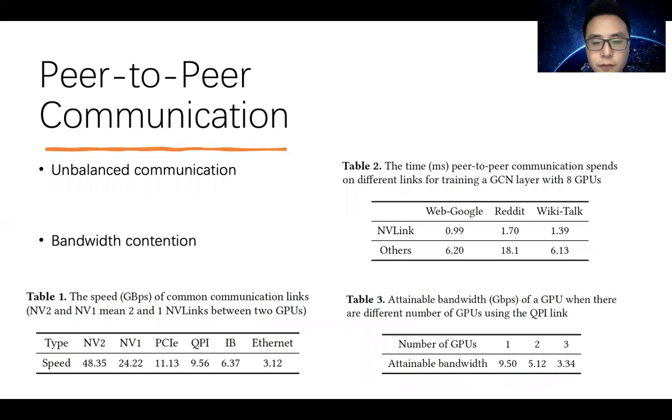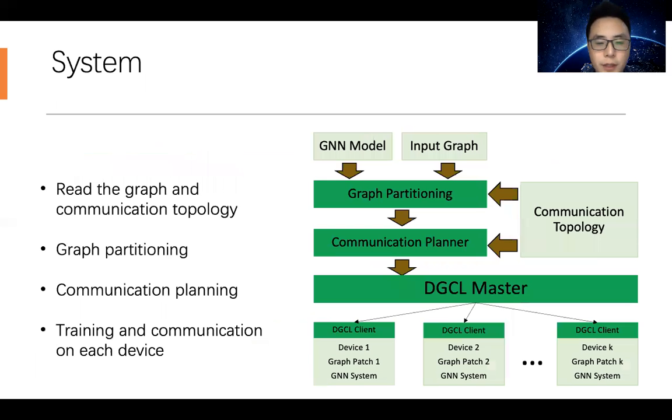To study the effects of bandwidth contention, we provide the attainable bandwidth when different numbers of GPU pairs are using the same QPI link. As in the table, when more GPU pairs are using the same link, the bandwidth drops almost linearly. Therefore, bandwidth contention is a severe problem in peer-to-peer communication. Motivated by the communication problems of peer-to-peer communication, we designed DGCL, a general and efficient communication library for GNN training.